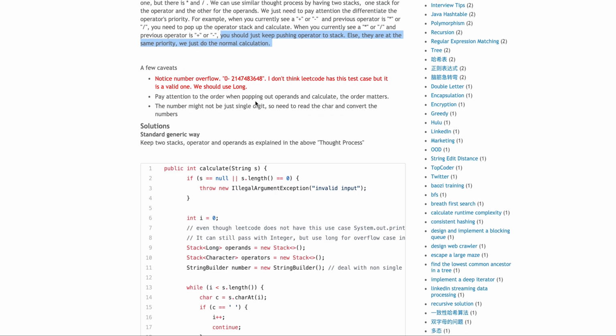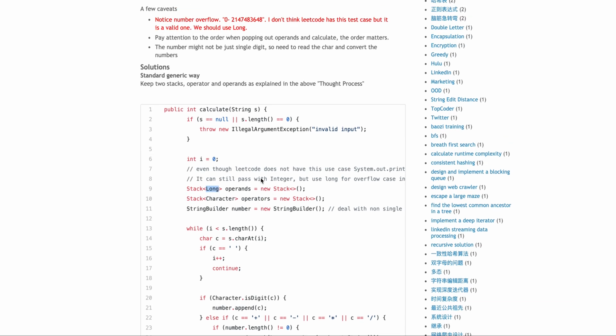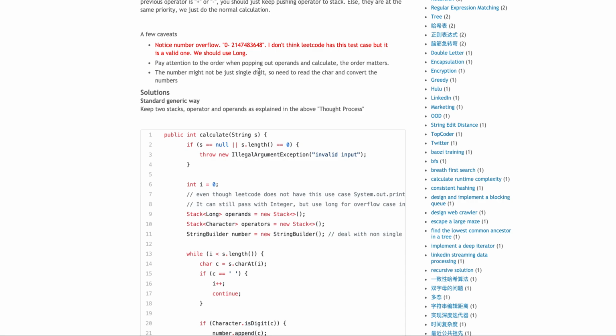A caveat from this problem: if you do 2 to the power of 31 minus 1, or a 0 minus that, then if you try to use whatever online solution exists right now, it won't pass this case, because this will cause overflow. However, I don't think Leetcode has this kind of test case. That's why I want to call out that in those situations, you probably want to use a long instead of an integer in real interviews. Also, this is very similar to Basic Calculator 1, so pay attention to the order when popping out operands in the calculate. And also notice the number is definitely not just a single digit, right?